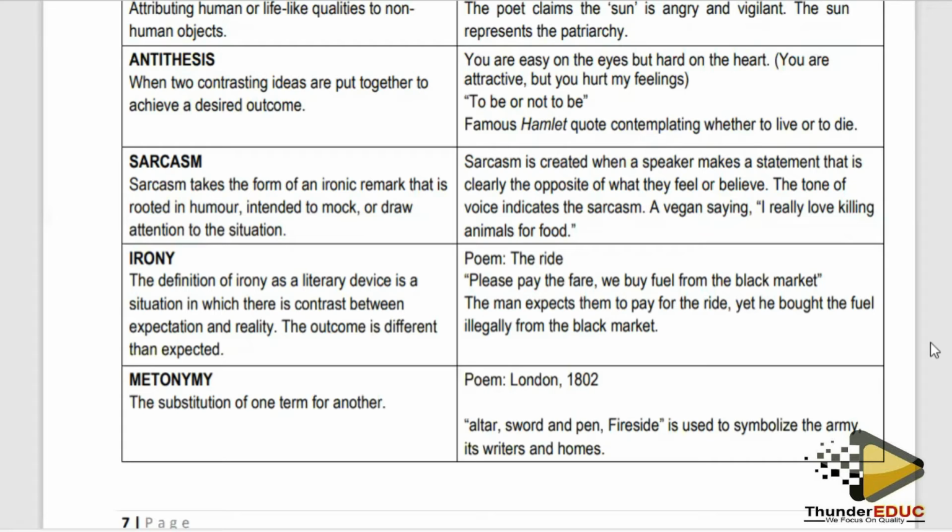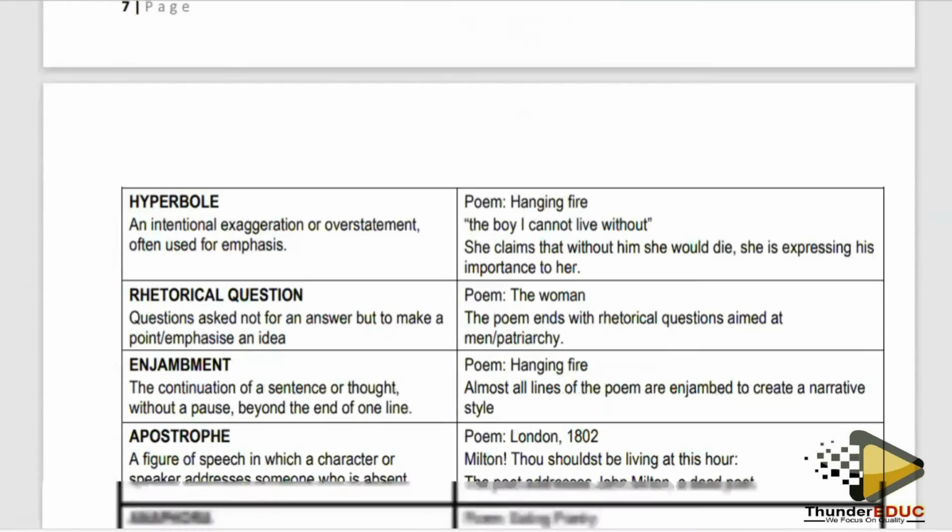Metonymy is also a figure of speech where one term is substituted for another. Altar, sword, and pen, fireside, are used to symbolize the army, its writers, and arms. For example, metonymy is when we talk about men. When we're talking about men in poetry and they give this word, they won't be referring to the male species, but it will be a term that refers to all humankind, whether male or female. So that's a common term when we say metonymy in poetry. So that's what we mean. All humankind is represented by that word.